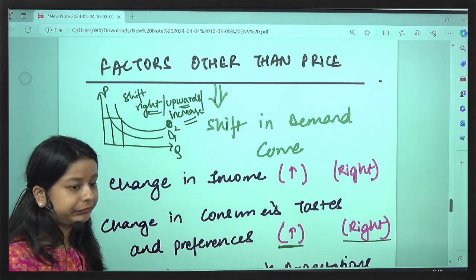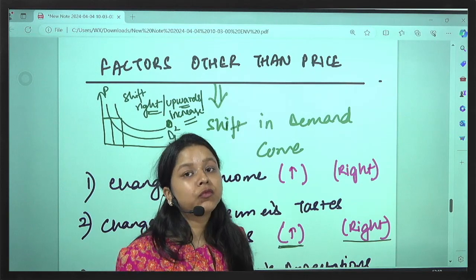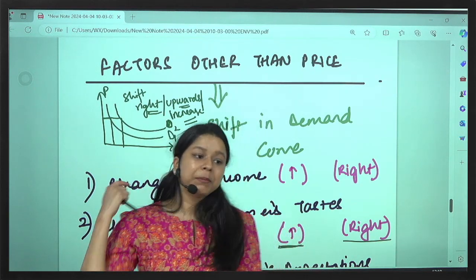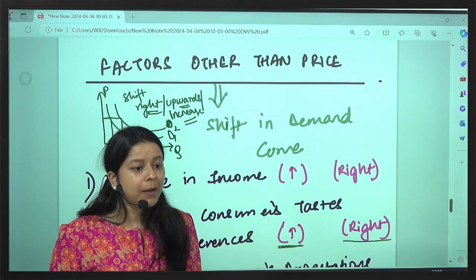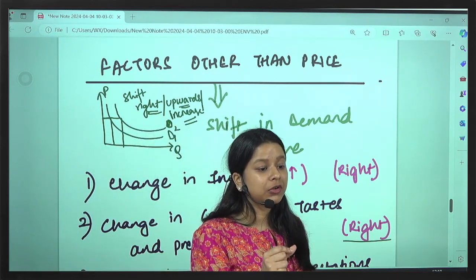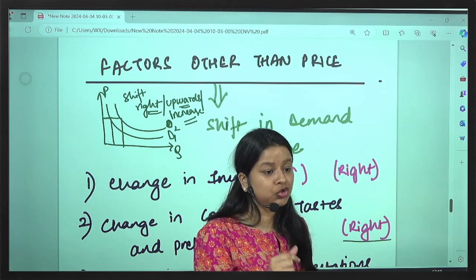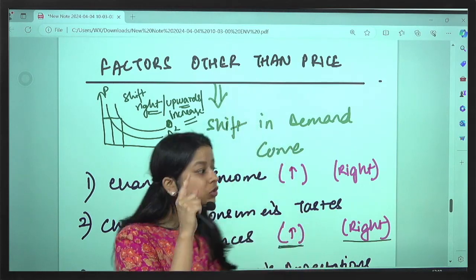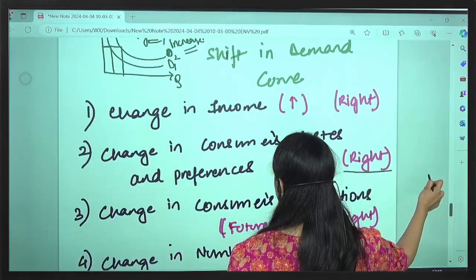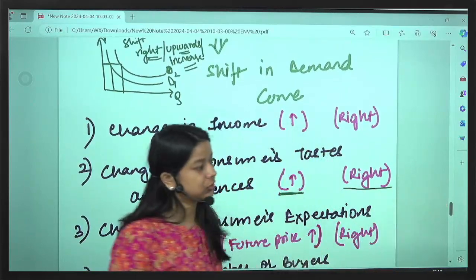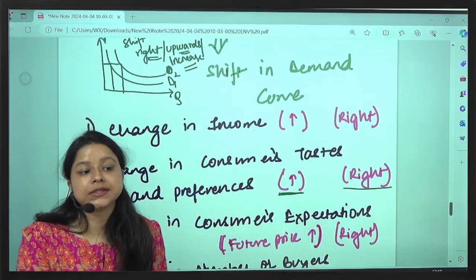What else? Can I also talk about what happened in COVID? People were stocking up everything, piling up everything at their homes. Why? Because they had this fear of increase in price in future or shortage. So the next is expectations. What are the expectations of you as a consumer?